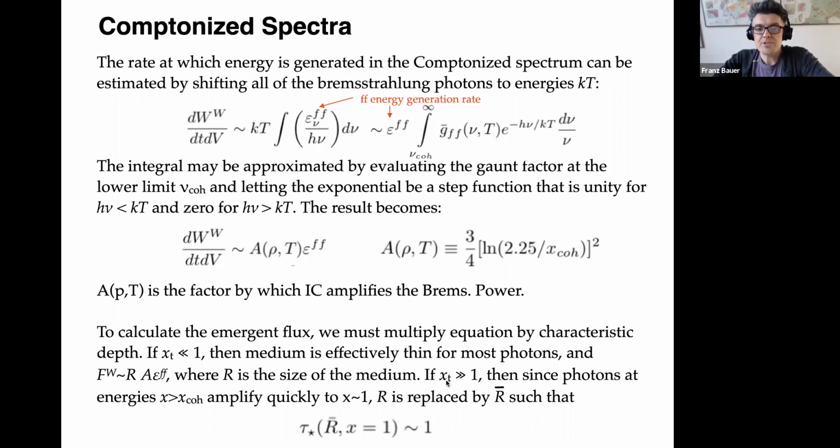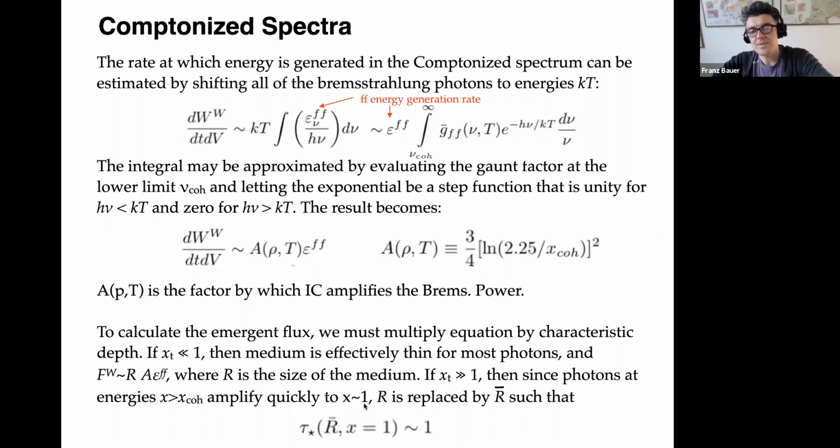If the optically thick regime is much greater than this, so basically the entire portion of the Comptonization is happening in the optically thick medium, then this frequency above the coherent frequency gets an amplification to x approximately 1. Instead of using the entire medium, you're going to use only the portion of the medium, or the size of the medium, where you get the full upscatter. And once you get to kT, the process no longer really gives you anything.